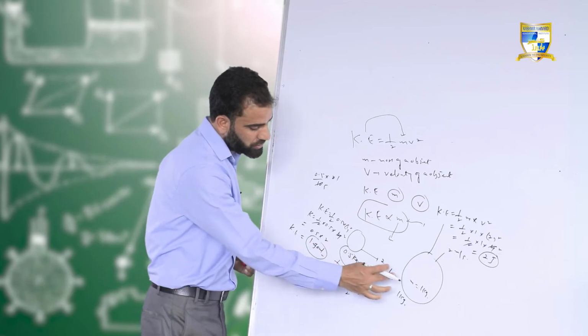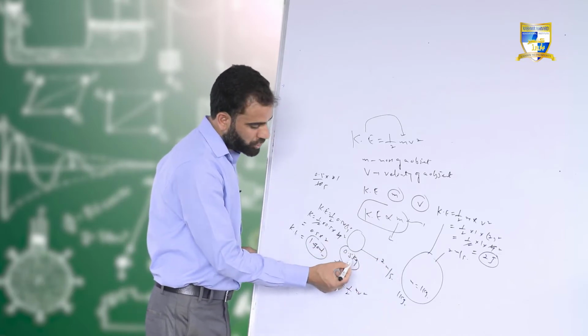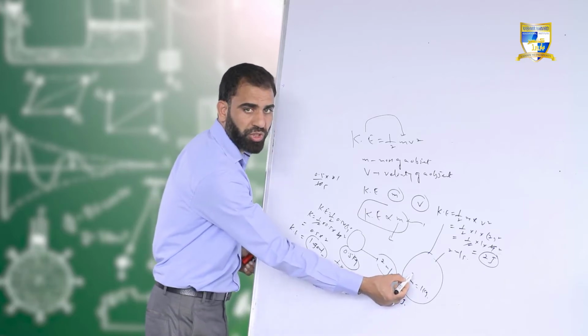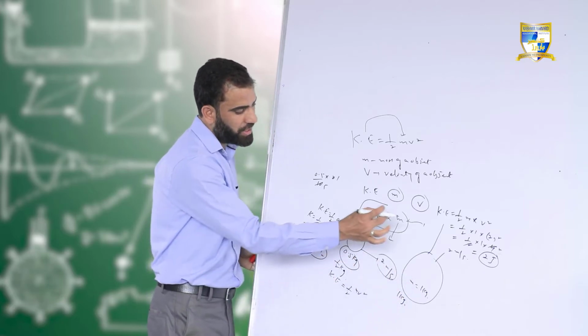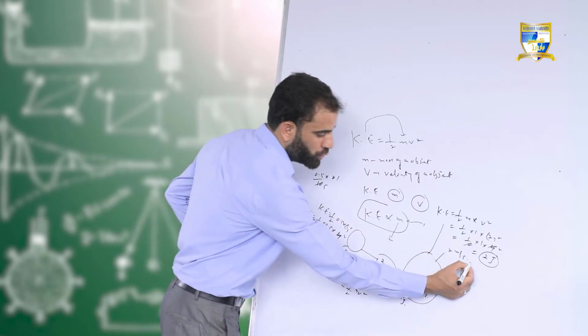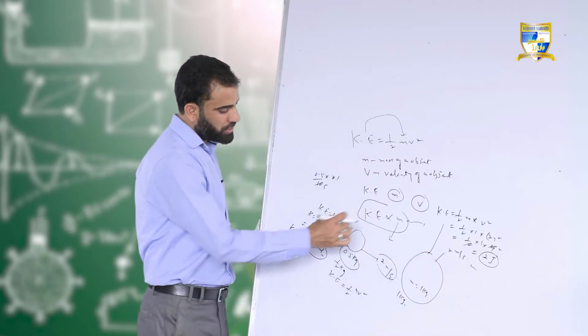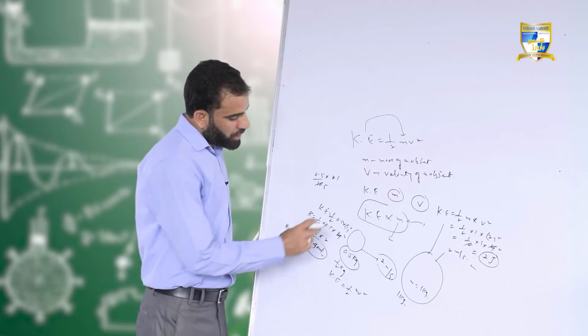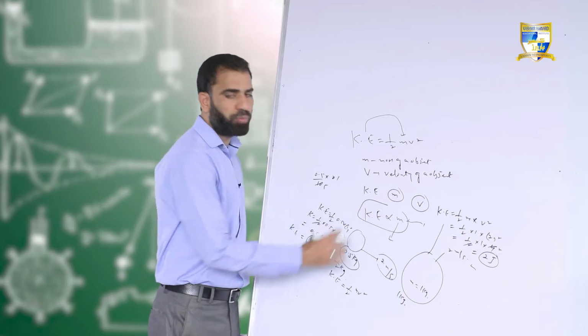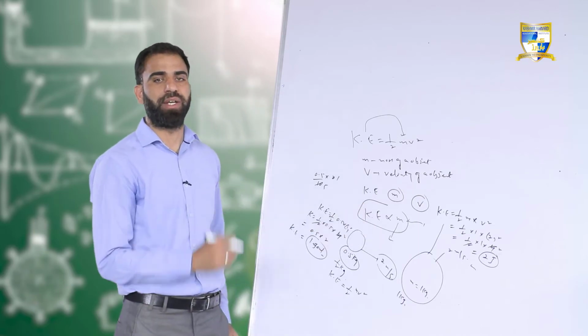Although both have the same velocity, this ball is moving with a velocity of 2 meters per second, and this is also moving with a velocity of 2 meters per second. What is the difference? The difference is in their mass. So what is the answer here? 1 joule. What is the answer here? 2 joules. So we have seen that if the object has more mass, although it has the same velocity, it will have more kinetic energy.